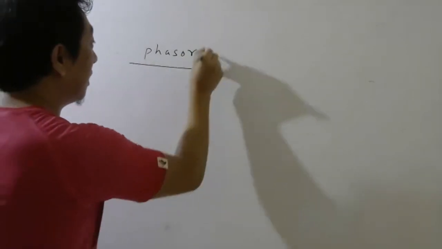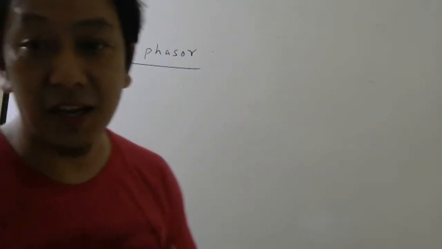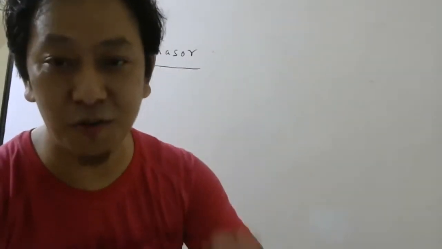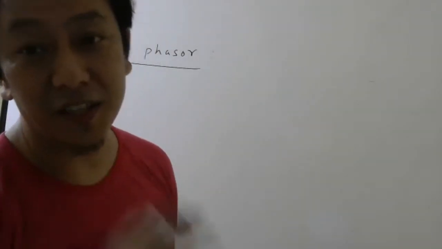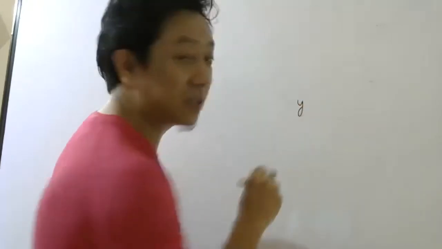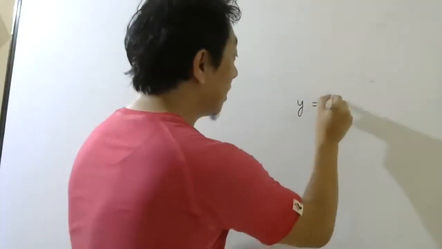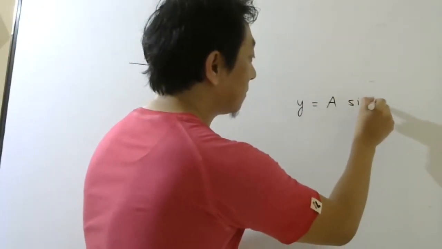So before we learn the phasor technique, first let us understand phasor. What is phasor? Before understanding phasor, you have to understand phase. So look here. In first PU, you know that any alternating function, which is harmonic, can be written as A sine omega t.